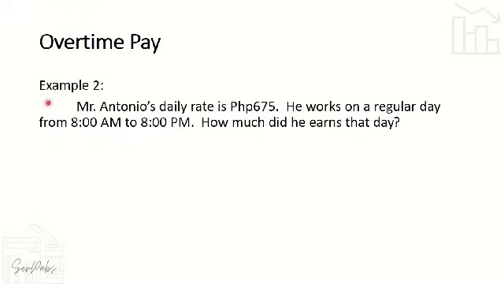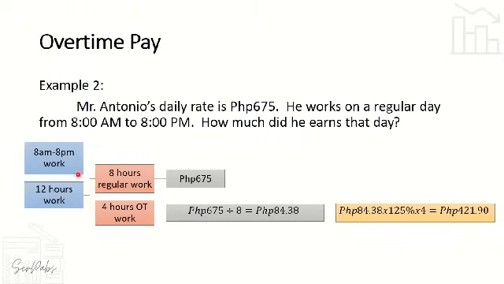Okay, example number 2, let's have a problem here. So, Mr. Antonio's daily rate is 675. So, si Mr. Antonio ay sumusweldo ng 675 per day. He works on a regular day from 8 a.m. to 8 p.m. Okay, so 8 a.m. to 8 p.m. So how much did he earn that day? So analyze muna tayo. So from 8 a.m. to 8 p.m. work, so that is 12 hours work. So 12 oras siya nagtrabaho.